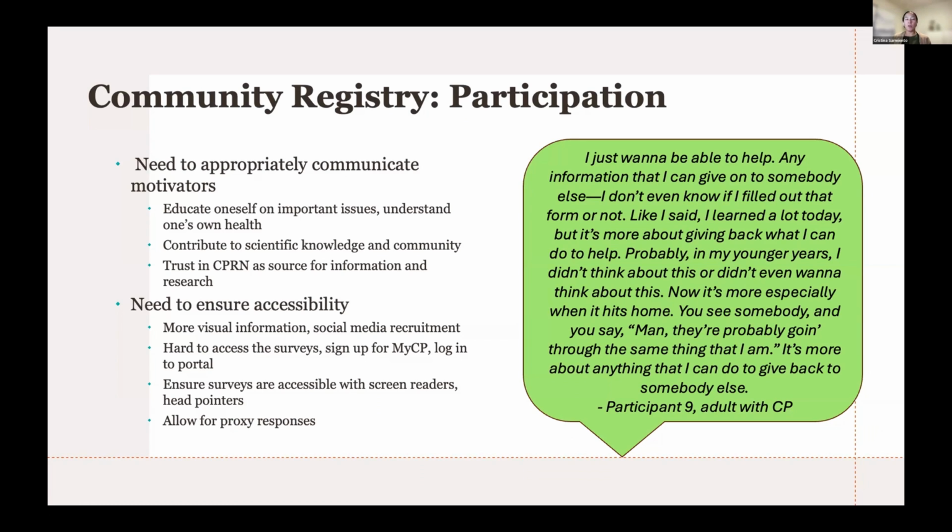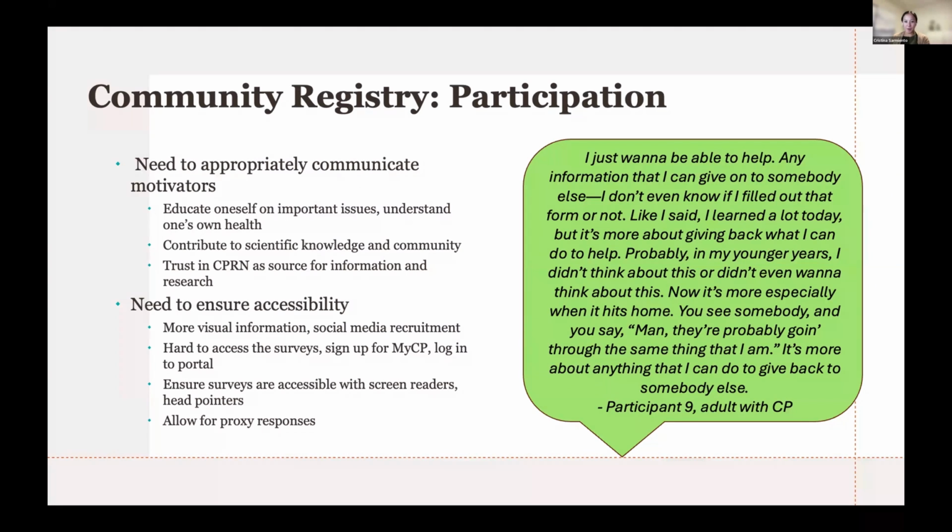Another opportunity to improve participation and diversity in the registry is to allow for proxy responses. Right now, people can only participate in the registry if they're able to consent to participate themselves. But for people that have much more severe disability, they might rely on a caregiver or family member or supporter to respond on their behalf. And right now, the registry does not capture those voices.